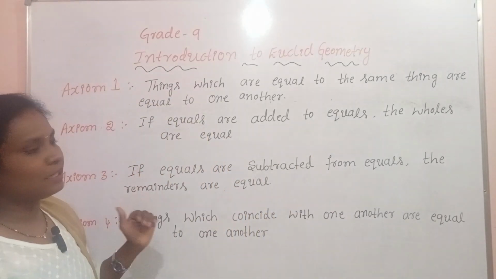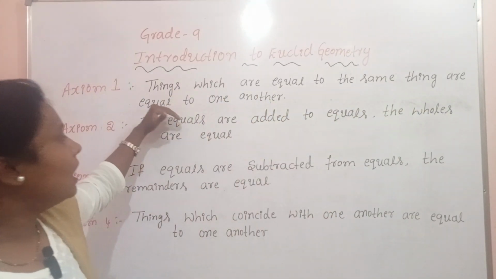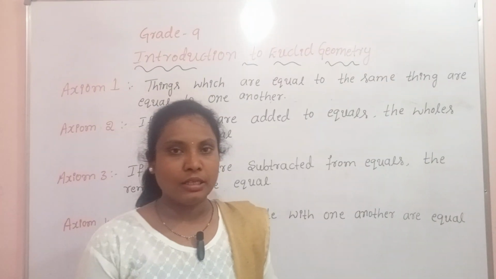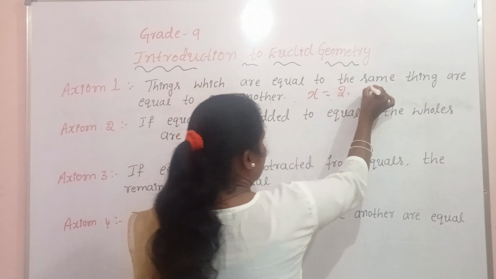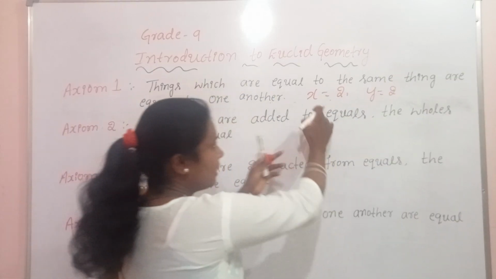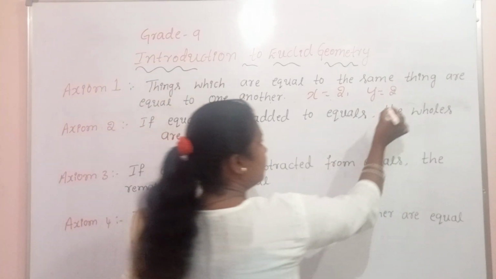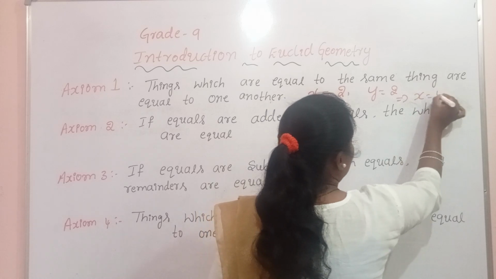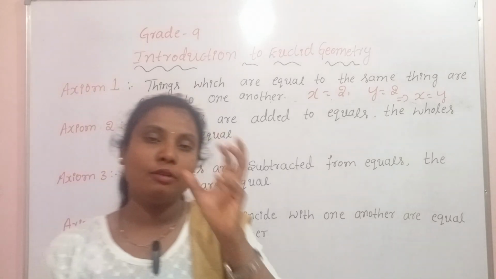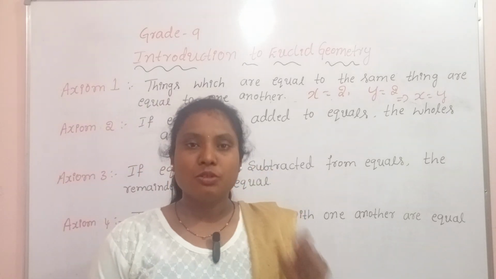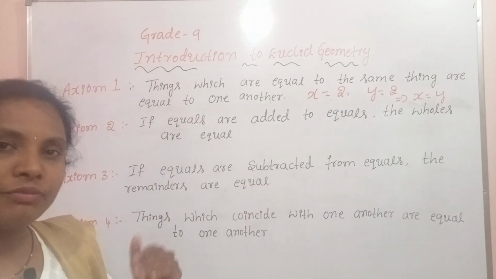Suppose I take one example of axioms: things which are equal to the same thing are equal to one another. It means that if x is equal to 2, and y is equal to 2, both are the same thing, then they are equal to one another. It means x is equal to y. So this concept is applicable for all mathematics. That is the meaning of axioms. Now we are going to study different axioms.